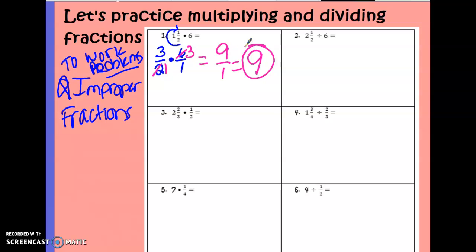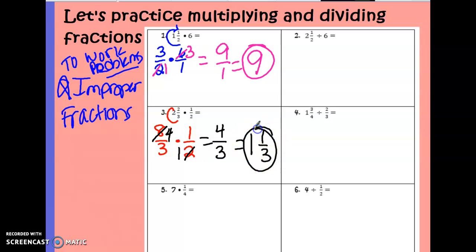Okay, the next one, I'm just going to do all the multiplying ones first. So here's my next one, 2 and 2/3 times 1/2. Take and convert to improper. So 3 times 2 is 6, plus 2 is 8. Sorry, my mouse was over it and it took the X. So 8/3 times 1/2. Again, I can cross simplify. This will be a 4, this becomes a 1. So I get 4/3, which is going to give me 1 and 1/3.